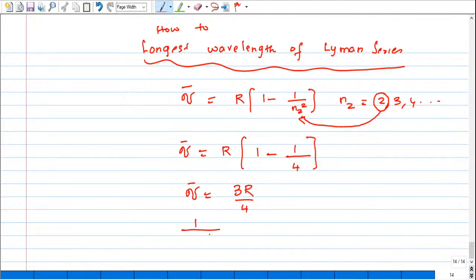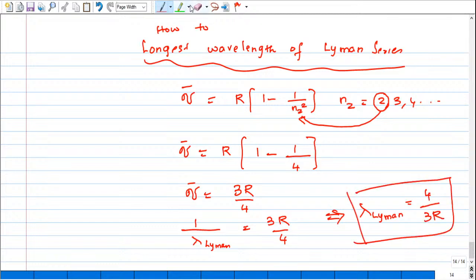So, go with 1 by lambda Lyman for the longest wavelength. It is 3R by 4. Then what is lambda Lyman? Lambda Lyman for the longest wavelength will be equal to 4 by 3R. You put a box for this. It is a very important formula, so I am just noting it down. This lambda Lyman is the value for the longest wavelength of the Lyman series.